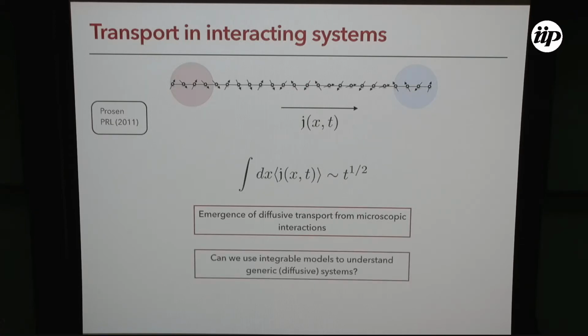And can we use integrable models, which are very specific models where we can say something analytically, to understand a generic property of systems, which is indeed, for example, diffusive transport, a property of any generic interacting system? And we see that the answer is yes.